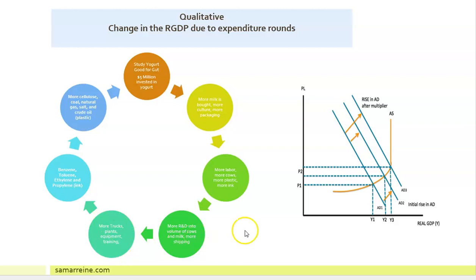In order to have more plastic or more ink, you need things like benzene, or you need propylene, right? That's to make more ink. You need more cellulose or coal or natural gas or crude oil to make more plastic. It's all going back to its raw form. So in other words, it started with the $5 million in yogurt, and by the time it goes back from supplier to supplier to supplier, it's multiplying multiple times. And this is how you increase the real GDP using the spending multiplier.